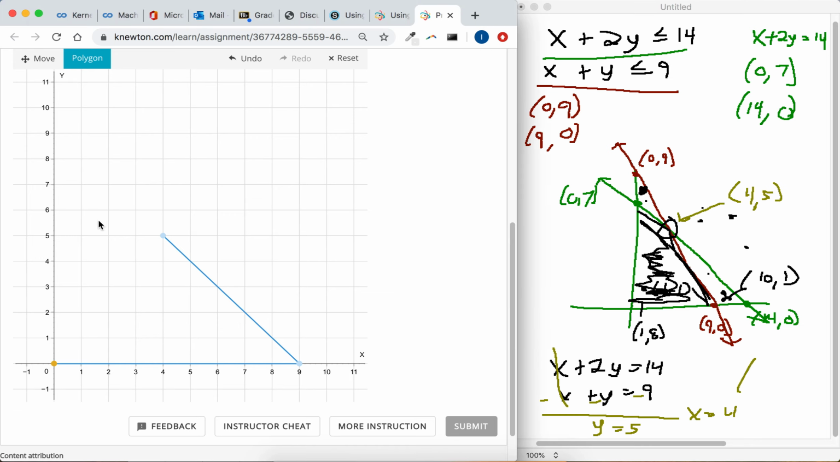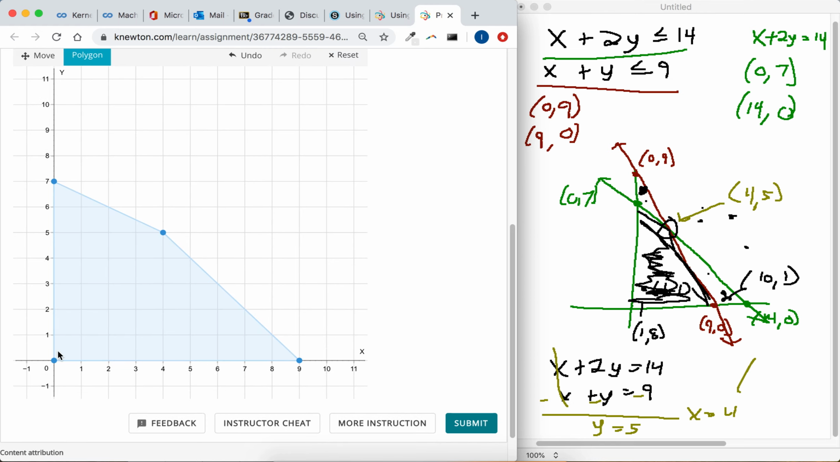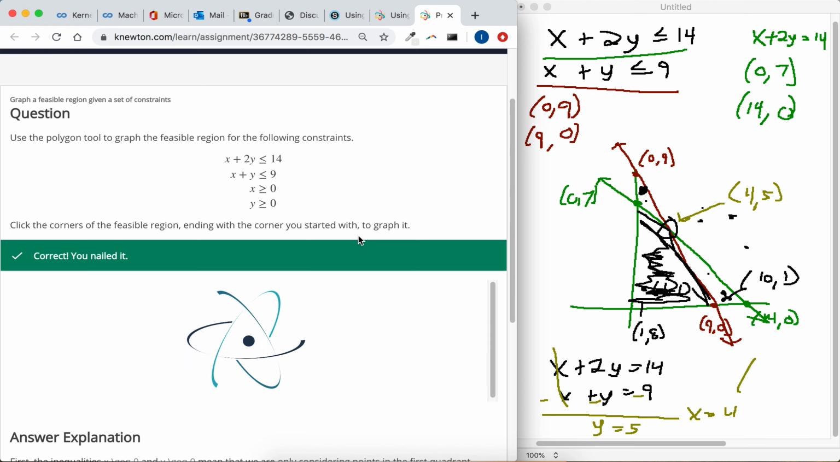Oh, and I guessed right. That's the dot. Okay, so that's a point in our region. And 0, 7 was also a point. Oh, there we go. And now we want it to come all the way back down to the start. I can't believe I got that on the first try. That's our polygon. So really you just click the 4 vertices, and Newton will draw the polygon for you.